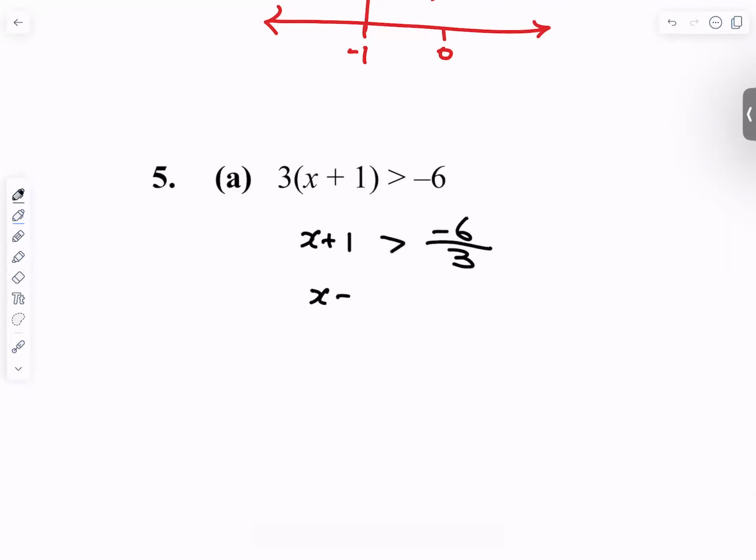So calculate that first. And now I have to move the +1 to the other side as well. So it becomes -1. Okay?